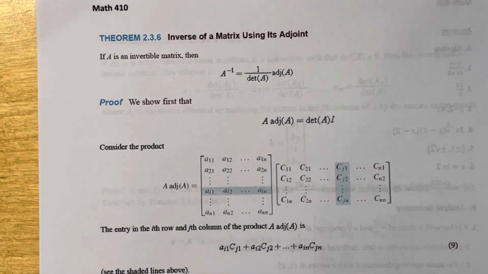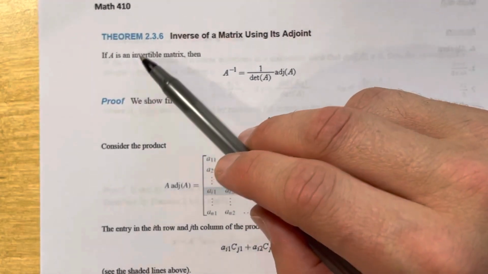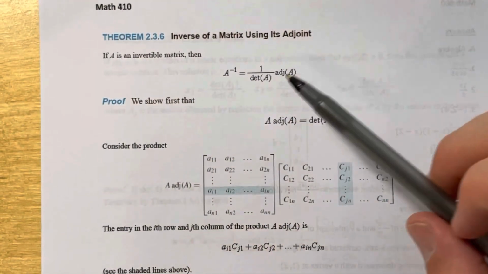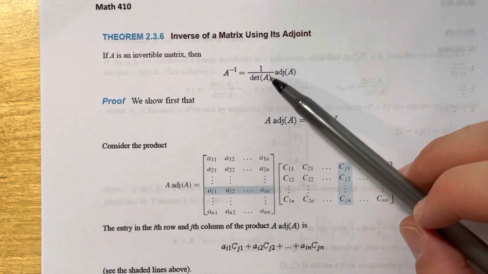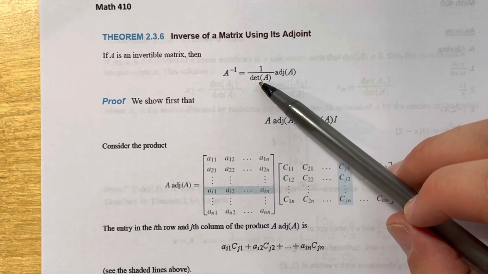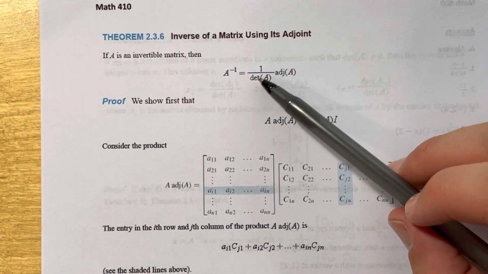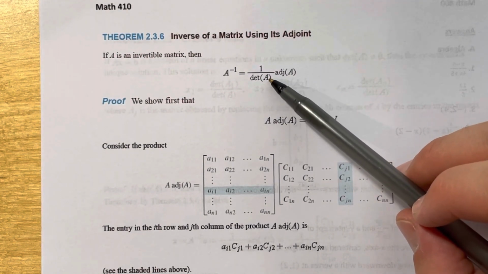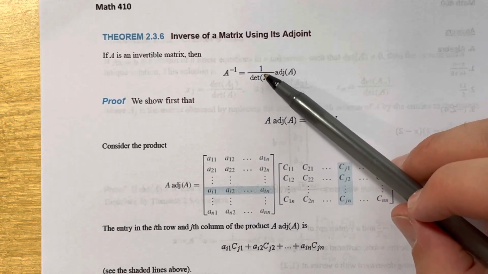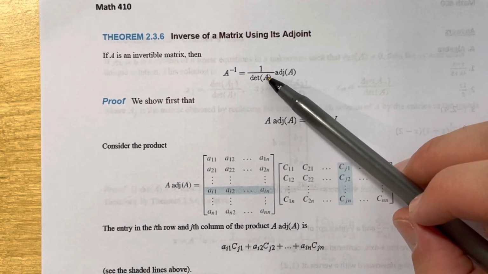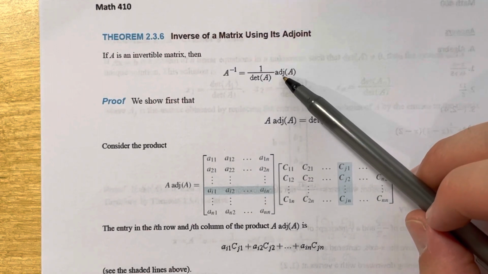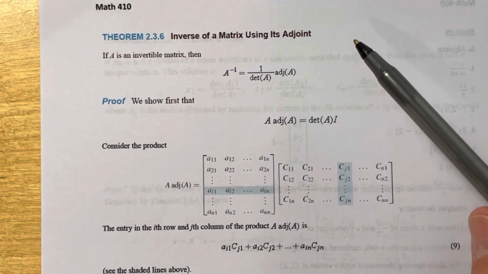So stated as a theorem, if A is an invertible matrix, then the inverse of A is equal to the reciprocal of the determinant of A times the adjoint of A. Remember, the determinant of A is a scalar. It's a constant, it's a real number, so this reciprocal is a scalar as well. The adjoint is not a scalar, it's another matrix. So this is a scalar times a matrix here.